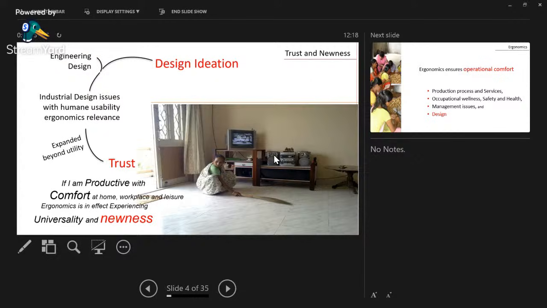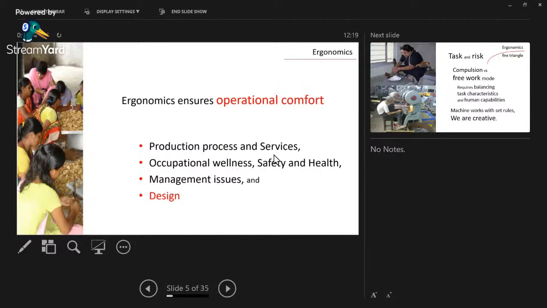Now, when we talk about informal sectors, there are standards and so many things. Government, NGOs, and many people are working. But in informal situations, if I am productive with comfort at home, workplace, and leisure, ergonomics is in effect experiencing usability, universality, and newness. So now, why is ergonomics there in design?